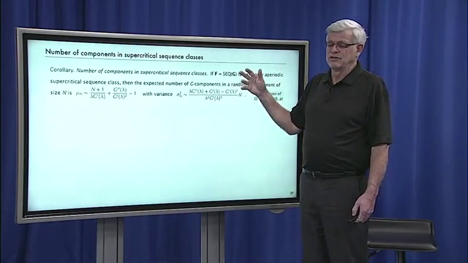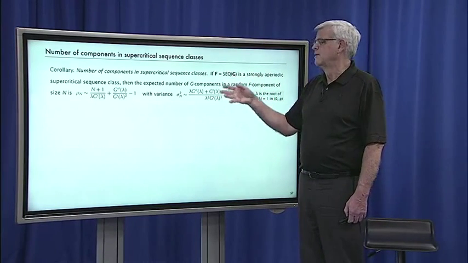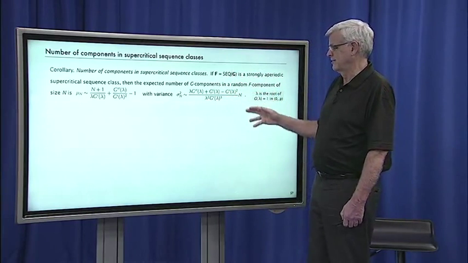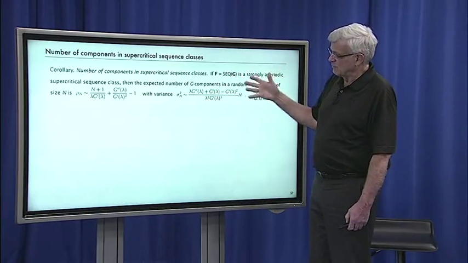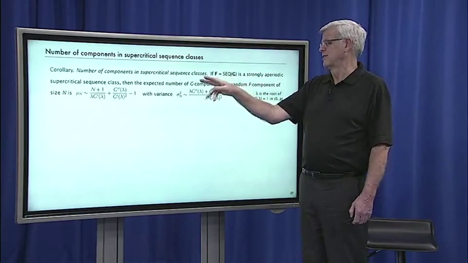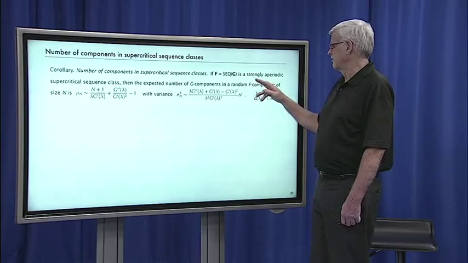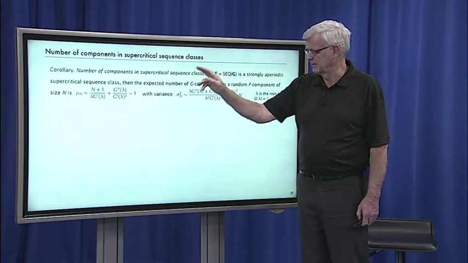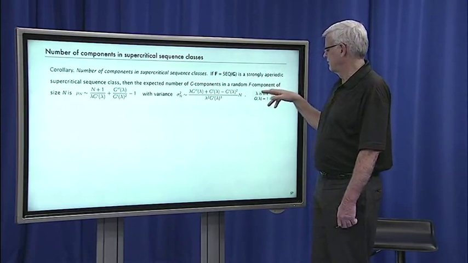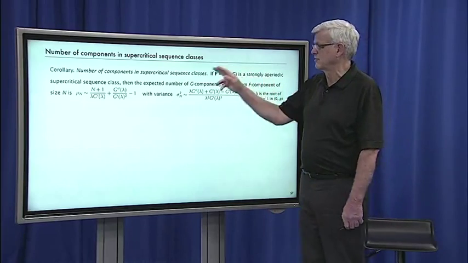And this really is just a generalization of the simple proof that we did for enumeration, just with the bivariate generating function, and I'll skip the details. But what we get is, if we have a strongly aperiodic supercritical sequence class, then we get the expected number of G components in a random F component, and we get the expectation and the standard deviation. Again, all in terms of this lambda, which is the root of G equals 1 within its radius of convergence.